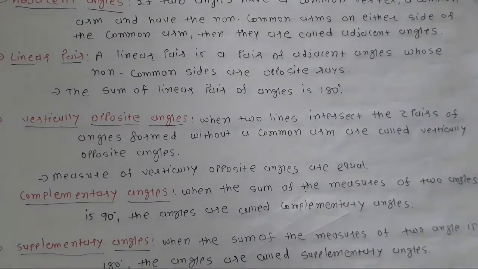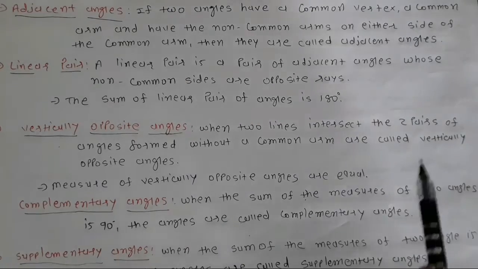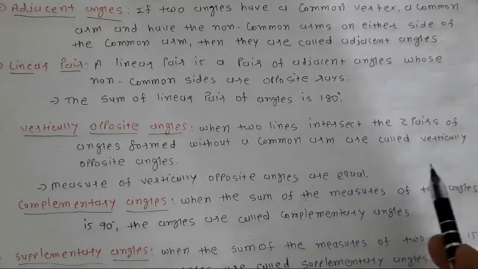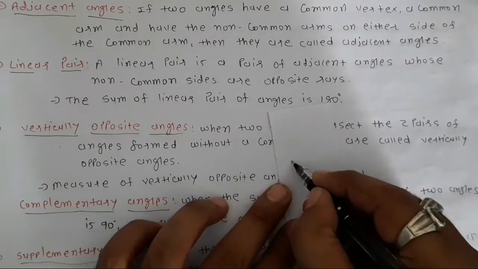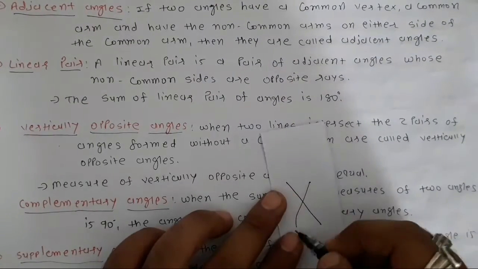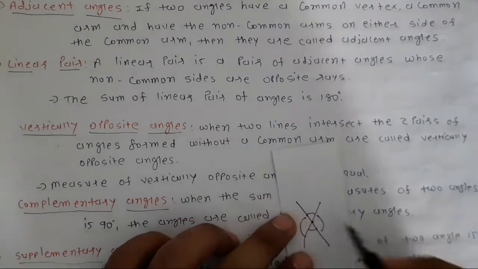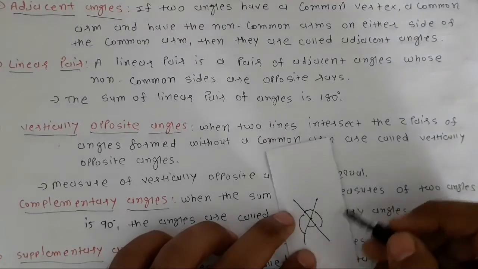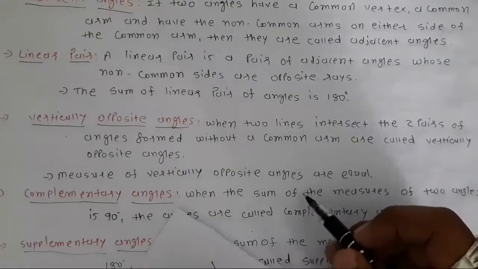Now the next one, vertically opposite angles. When two lines intersect, the two pairs of angles formed without a common arm are called vertically opposite angles. These are my two lines, they intersect, and two pairs of angles are formed with no common arm. Now the measures of vertically opposite angles are equal.